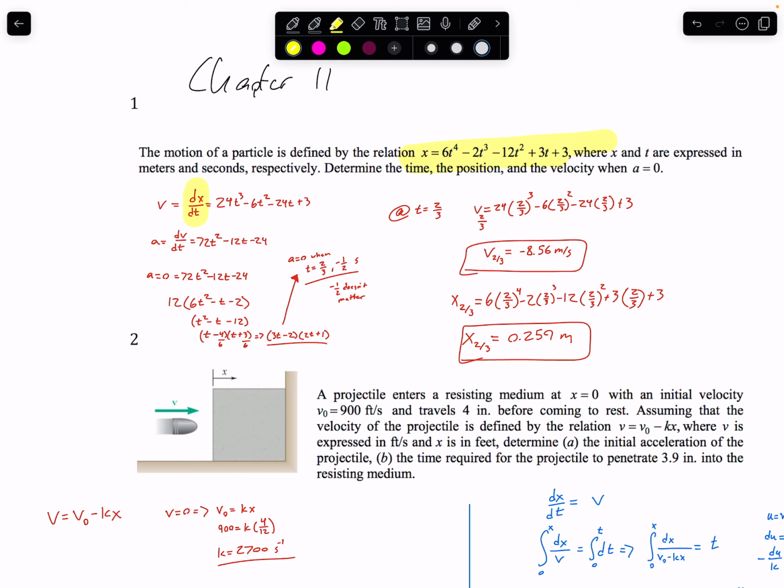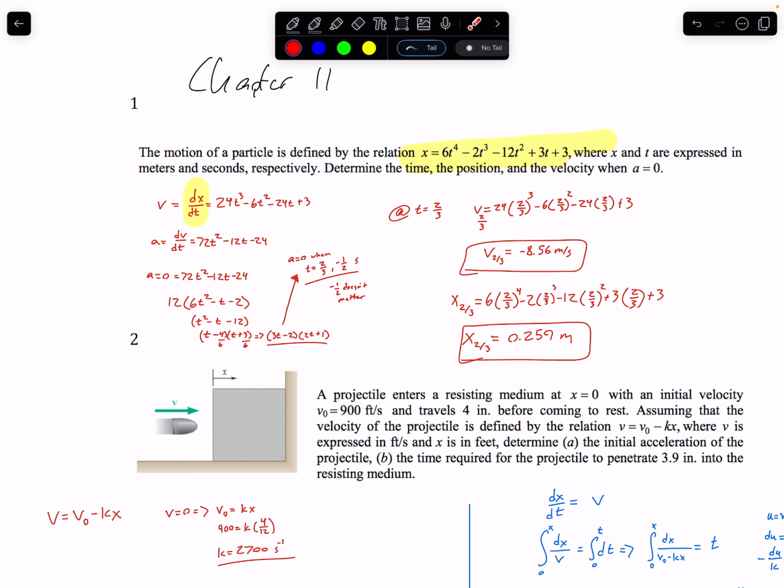That's very, very simple. We get 24t cubed minus 6t squared minus 24t plus 3, and then we just take the derivative of that again, which is dv over dt, and you get 72t squared minus 12t minus 24. So that is what we have there. And then we're looking for a equals 0.